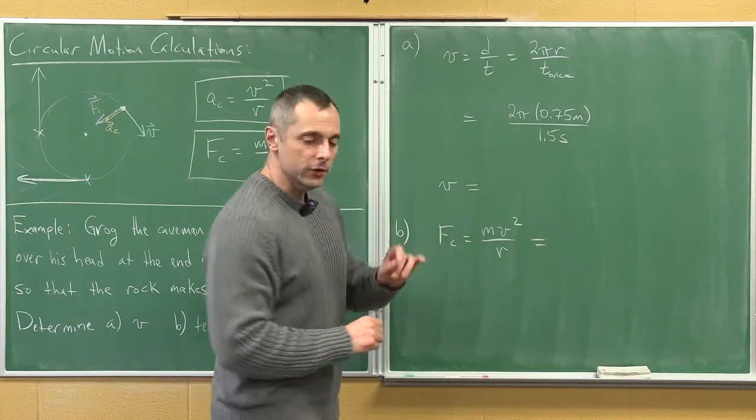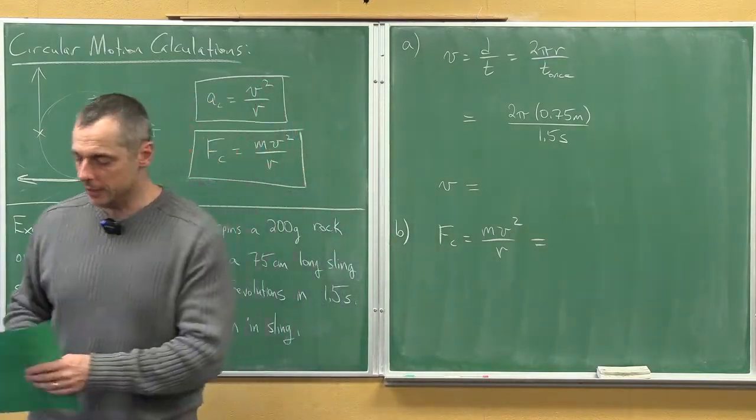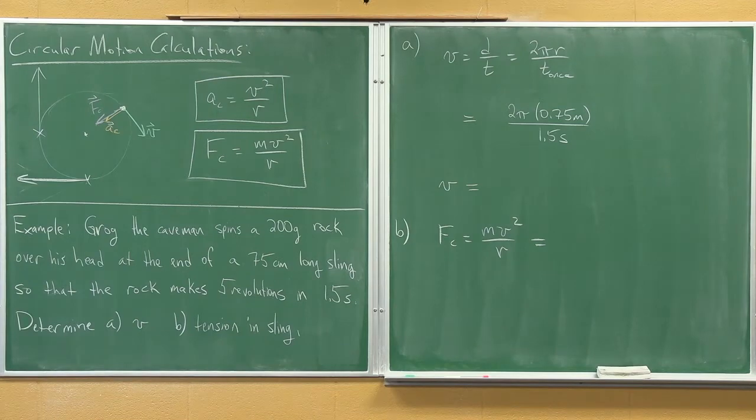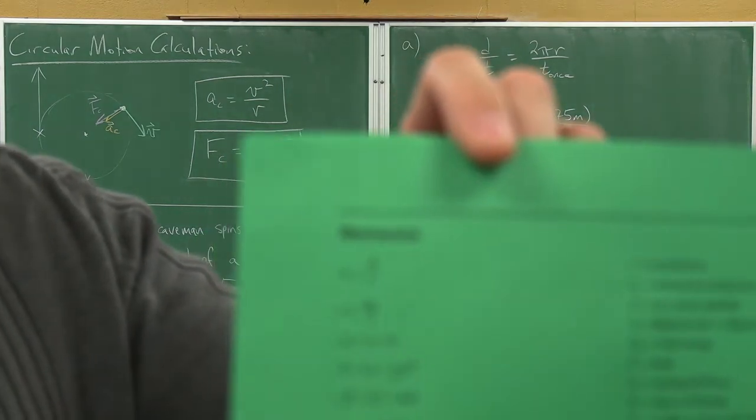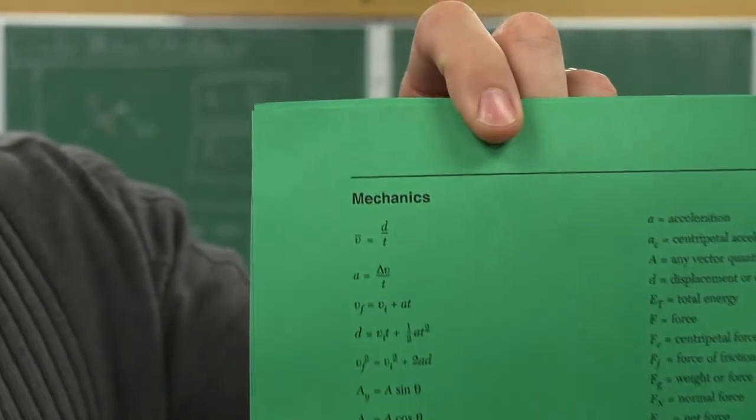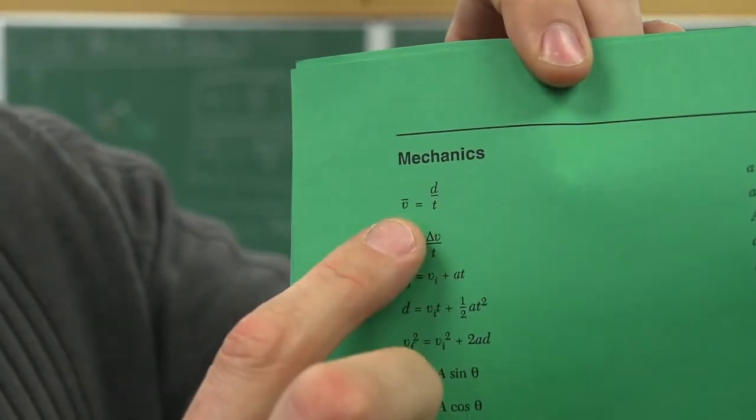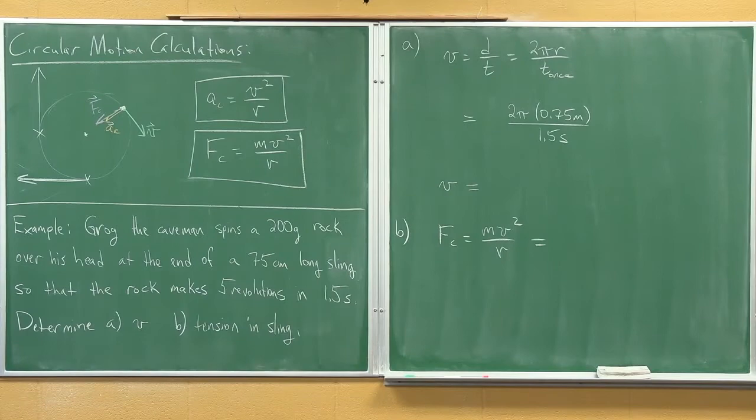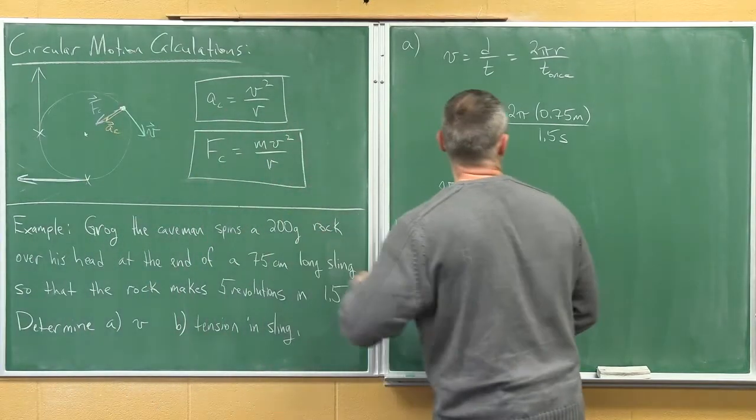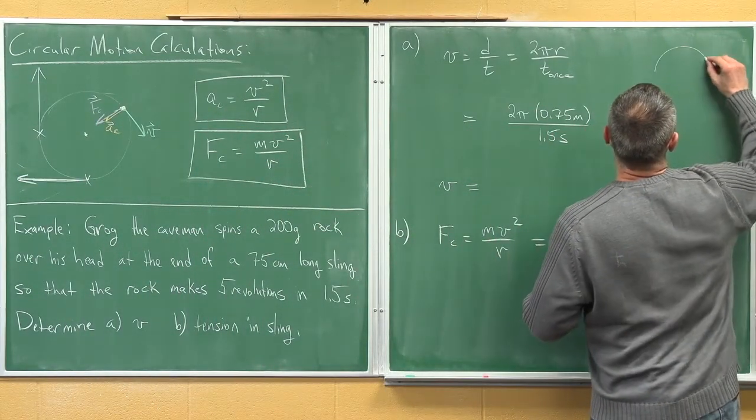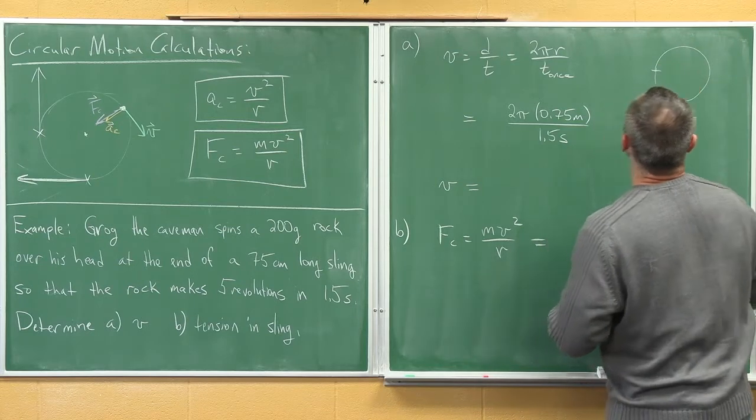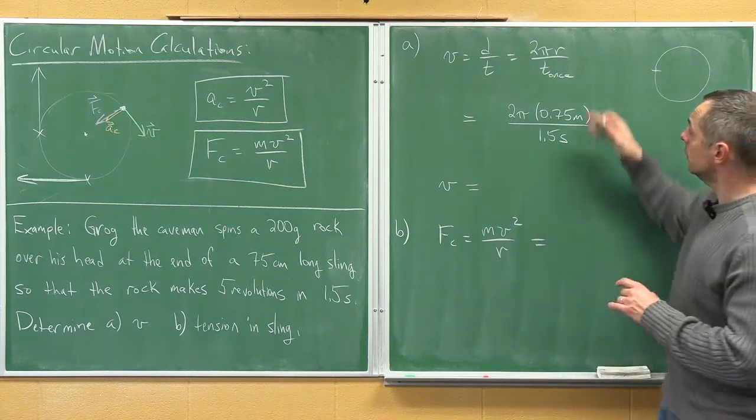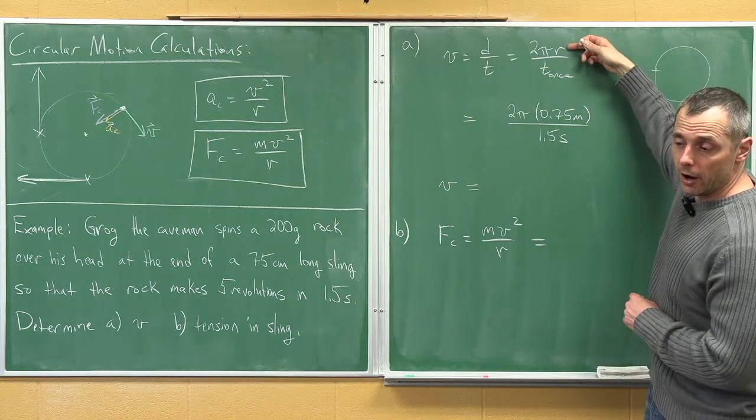The speed, we're going to use the basic formula for speed. Mechanics section, right, back of the reference table, focus. And right at the top, v equals d over t. That's the formula we're going to start with. And so we realize that Grog is spinning this in a circular path. So we need the distance around a circle, which is 2 pi r.